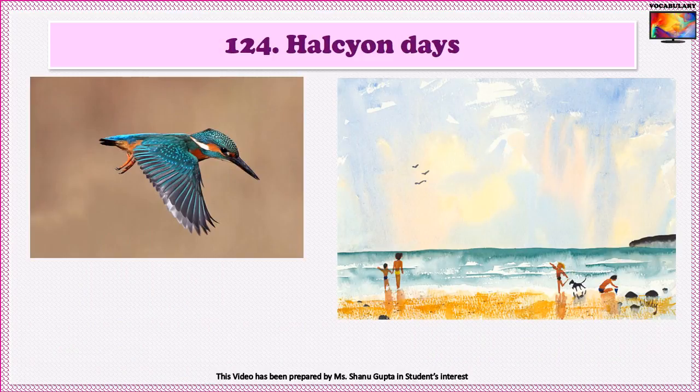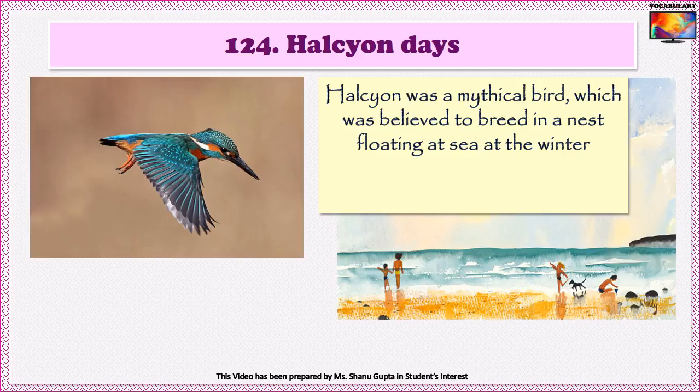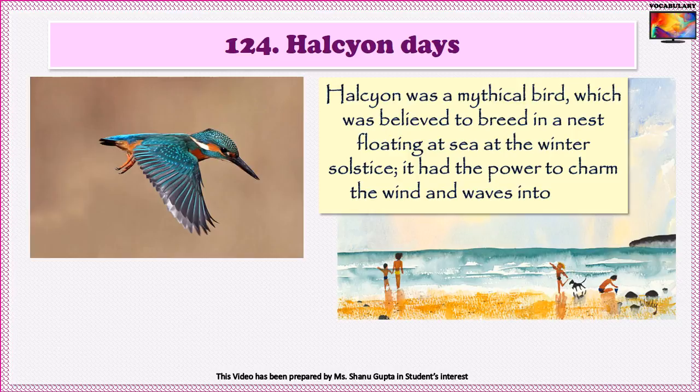Next, we have the idiom Halcyon days. Well, Halcyon was a mythical bird and it was believed to breed in a nest floating at sea at the winter solstice. It had the power to charm the wind and waves into a calm. Some say that this bird is the same as kingfisher.